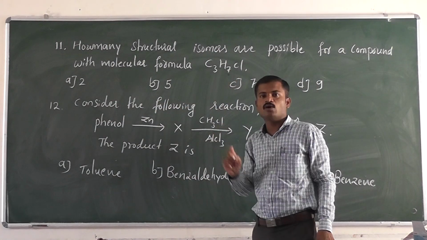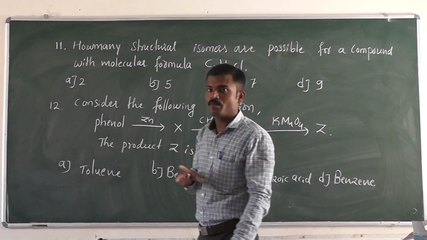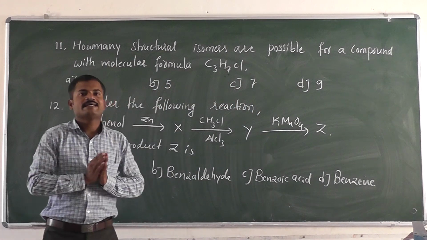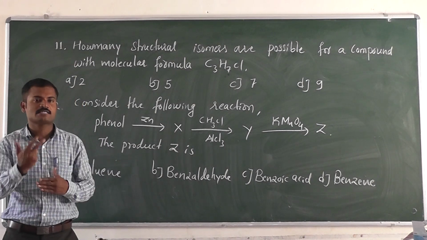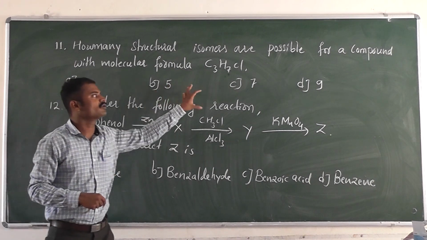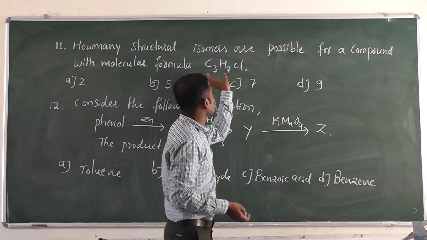C3H7Cl is a haloalkane, that is propyl chloride. He has given a compound and is asking how many structural isomers are possible for this compound. That's why we have to draw the structure.